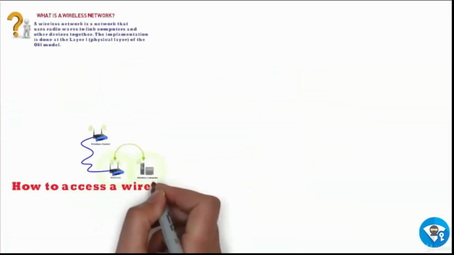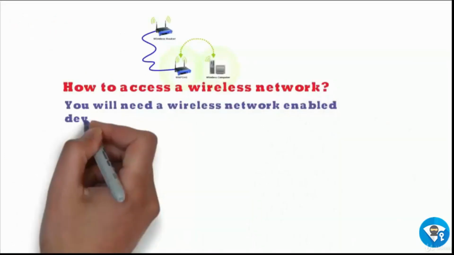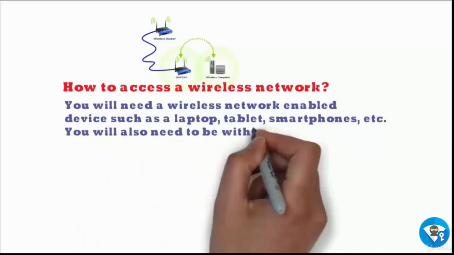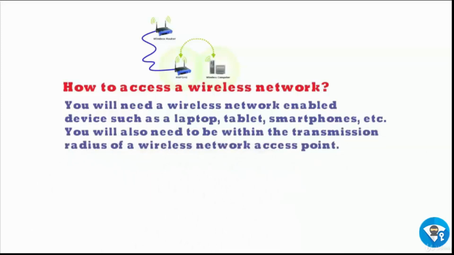How to access a wireless network? You will need a wireless network enabled device such as a laptop, tablet, or smartphone, etc. You will also need to be within the transmission radius of the wireless network's access point. Most devices will provide you with a list of available networks if the wireless network option is turned on. If the network is not password protected, then you just have to click on connect. If it is password protected, then you will need the password to gain access.